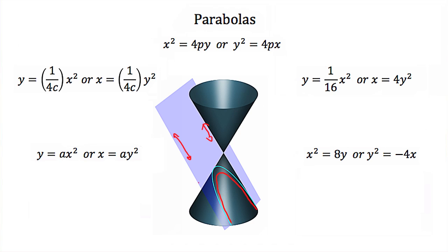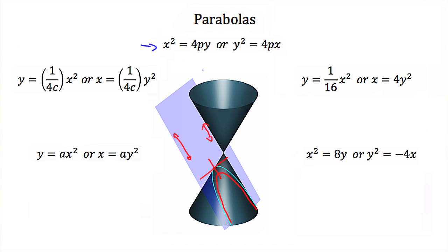Now, if we say that the vertex of our parabola is at the origin of an x and y axis, then we can write the equation of every parabola that has the same vertex in standard form. And this standard form is written as x squared is equal to 4py or y squared is equal to 4px, depending on which direction your parabola will open.